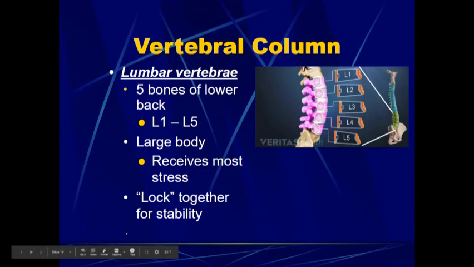Next, moving down, we have the lumbar vertebrae. There's only 5 of these. They are named L1 through L5. These have a very large body, and that's because this is kind of where our center of gravity is, and so it's going to receive the most stress in terms of the weight of the body. These are able to lock together for additional stability, so you don't really have much rotation of the lumbar vertebrae.